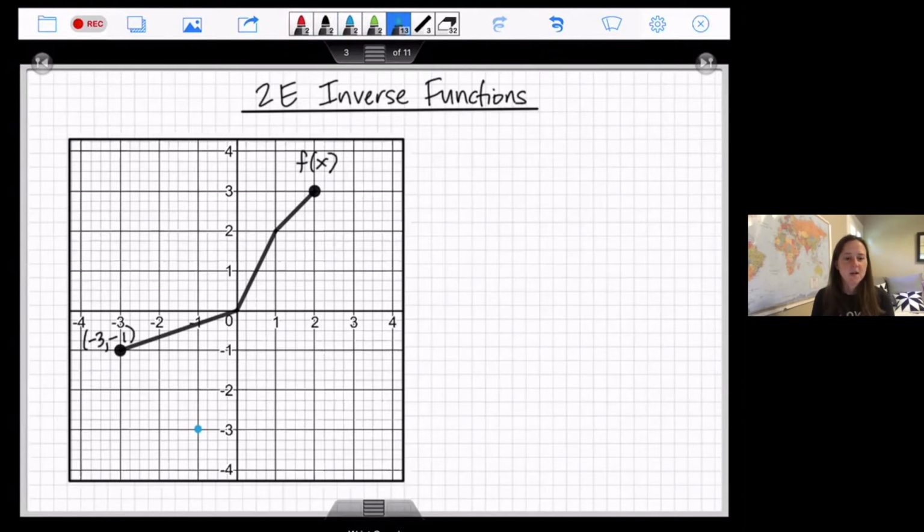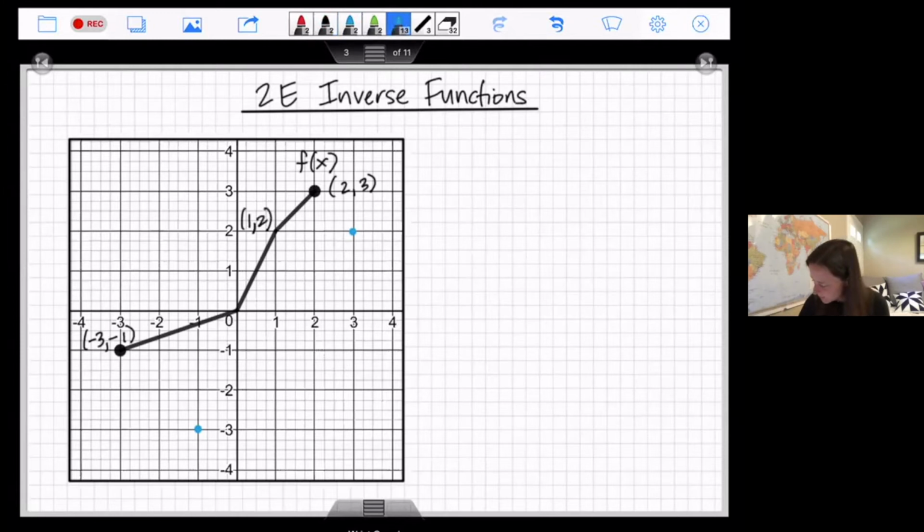All right, so let's pick another point, that end point on the right. We have the point 2, 3. So that means that f inverse is going to have the point 3, 2. So 3 in the x direction, 2 in the y direction. It's going to be there. Let's pick a couple more points to plot. f of x has the point 1, 2 up here. So we'll swap those and make it 2, 1.